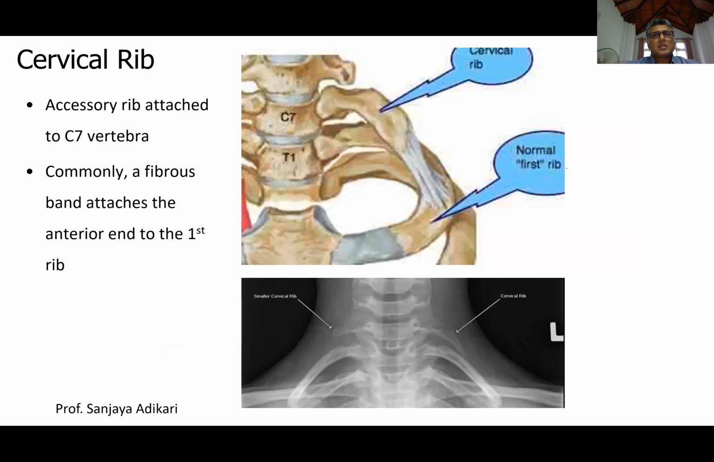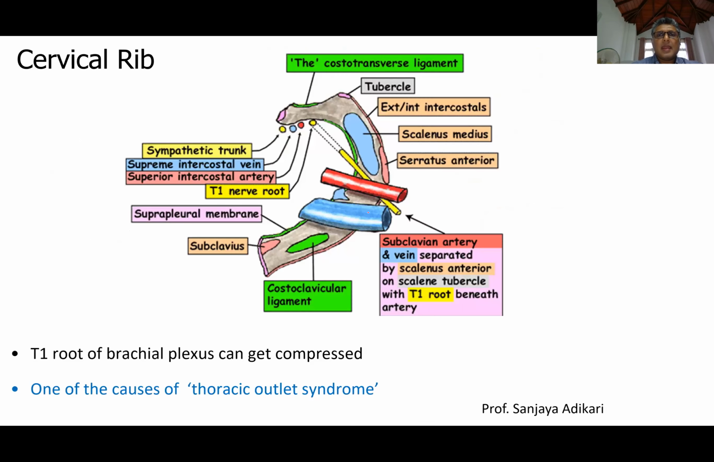Then a few things about this cervical rib. The cervical rib is an accessory rib attached to the 7th cervical vertebra, as you can see here. Very commonly there is a fibrous band attached from the tip of the cervical rib to the normal first rib. And it is this band that gives rise to problems in cervical rib, because this band can actually compress the T1 root.